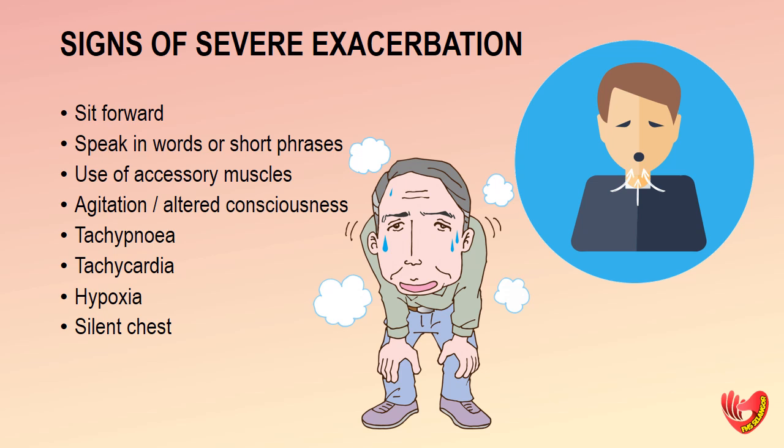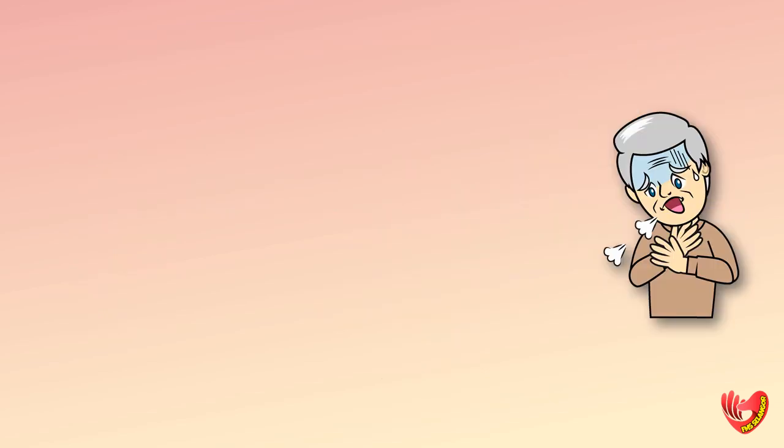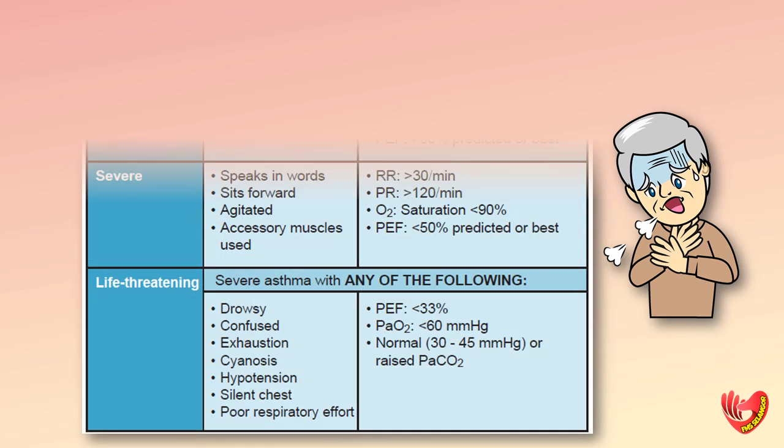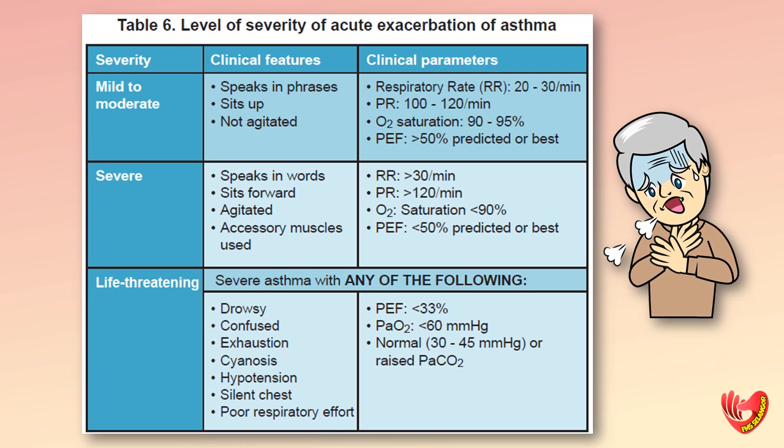Following are the signs of severe asthma exacerbation, such as sitting forward, speaking in words or short phrases, usage of accessory muscles, agitation or altered consciousness, tachypnea, tachycardia, hypoxia, and finally silent chest. The following table shows the level of severity of acute exacerbation of asthma based on clinical features and clinical parameters.